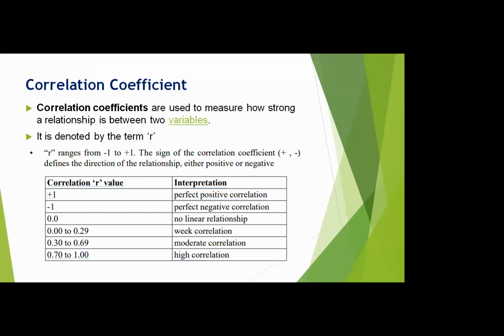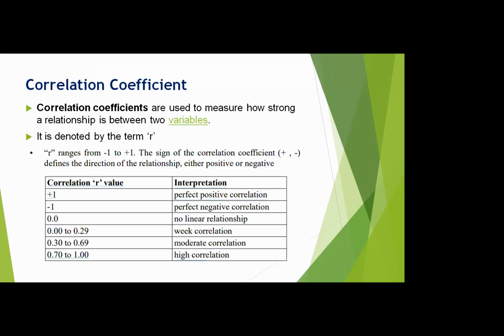Suppose we get a value of R as +1, then that means a perfect positive correlation exists between those two variables. The value ranges from -1 to +1, so the maximum score will be 1. It can either be minus or plus. If it is +1, there is a perfect positive correlation, and if it is -1, it shows a perfect negative correlation. And if the R value is 0, that shows zero correlation, or no relationship exists between those two.